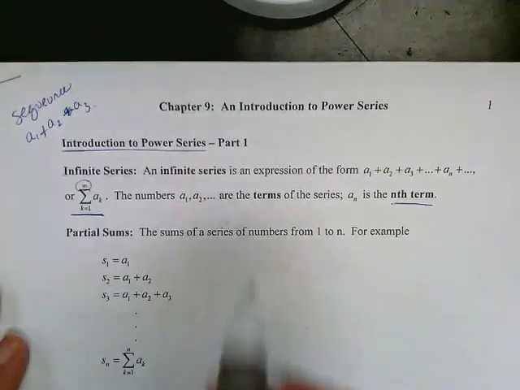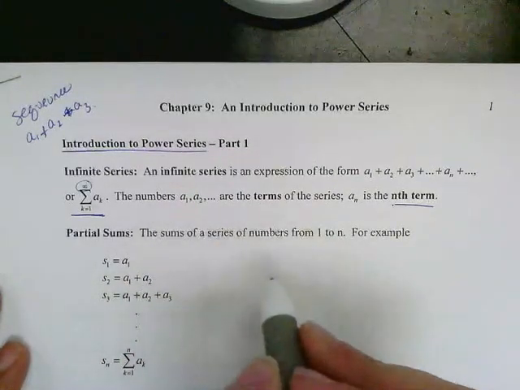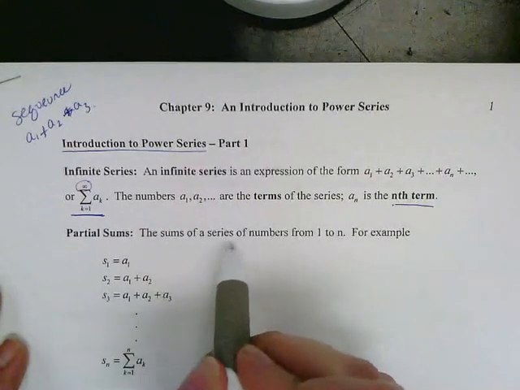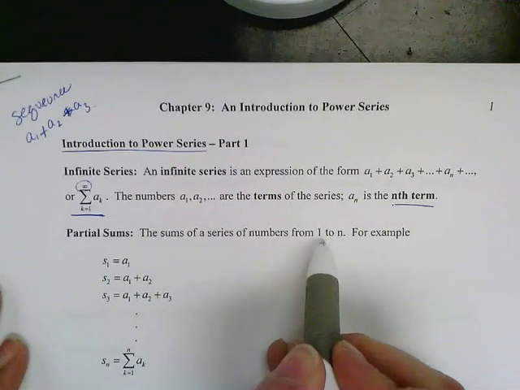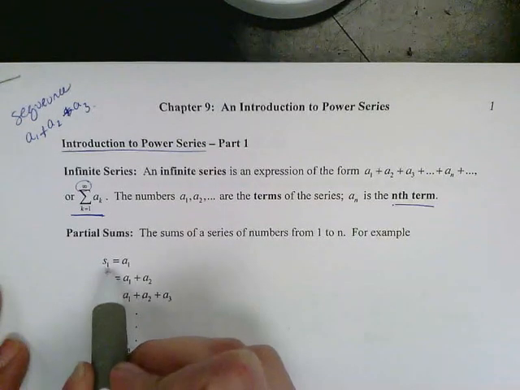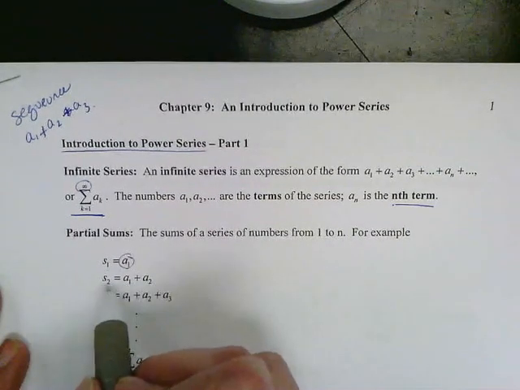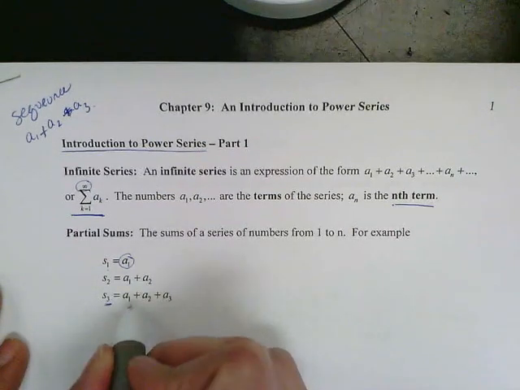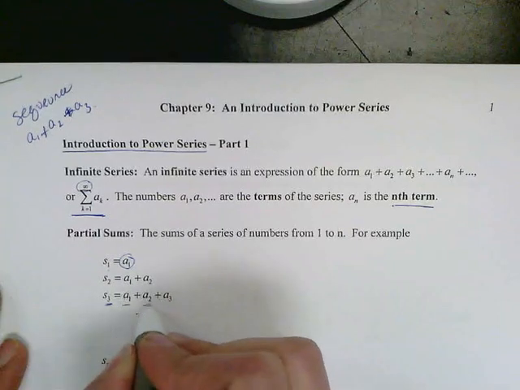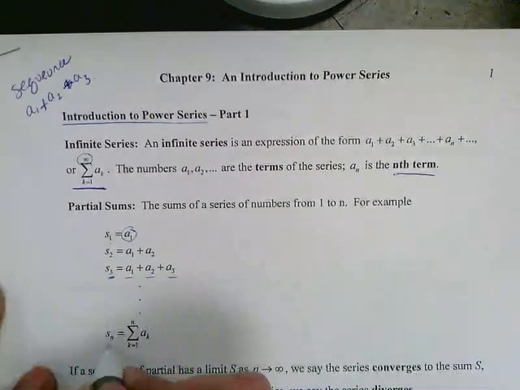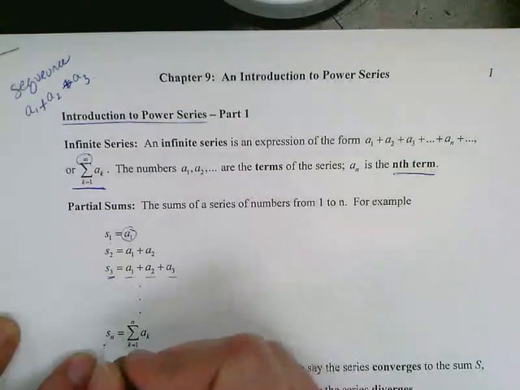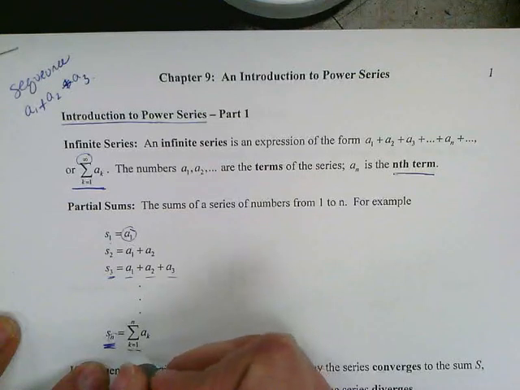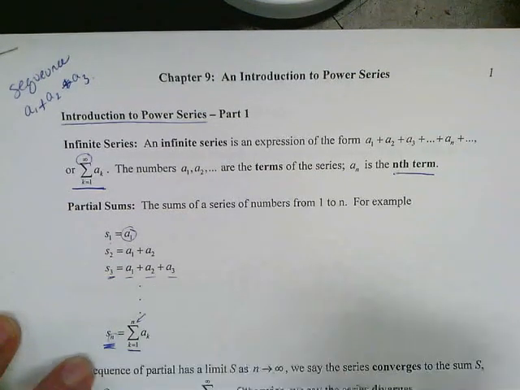Now you can have partial sums. Partial sums is taking a series but only adding up a partial amount of it. So the sums of series of numbers from 1 to n, for example, S1 you would just take A1, S2 you would take A1 and A2. The sum of three series numbers, you would take A1, A2, and A3. So the formula for partial sums is the sum of whatever the part is from 1, you're always going to start at the first term, and then you're going to go all the way to n.